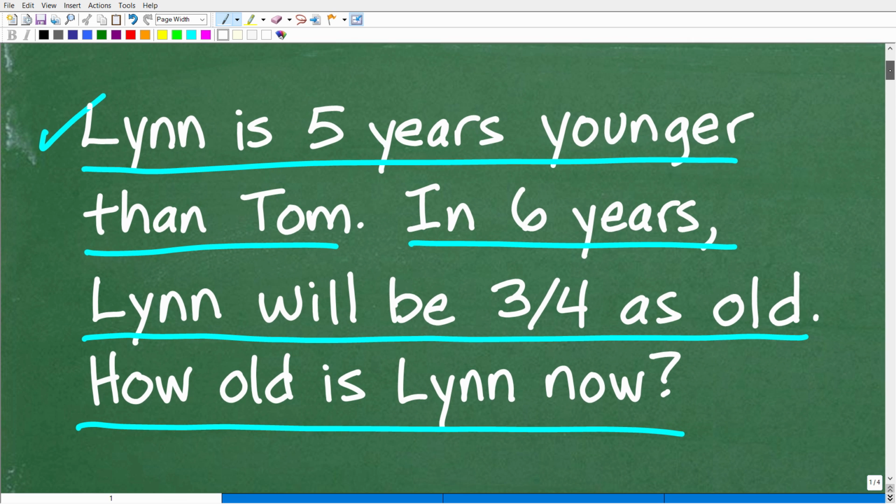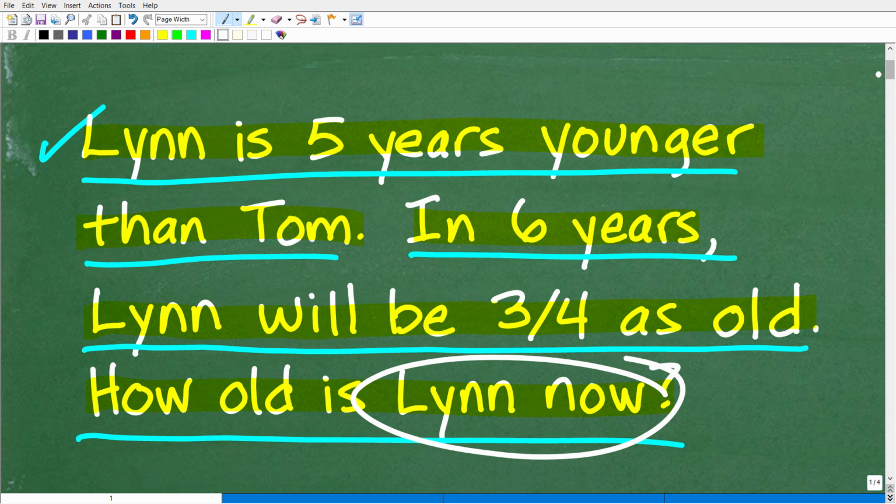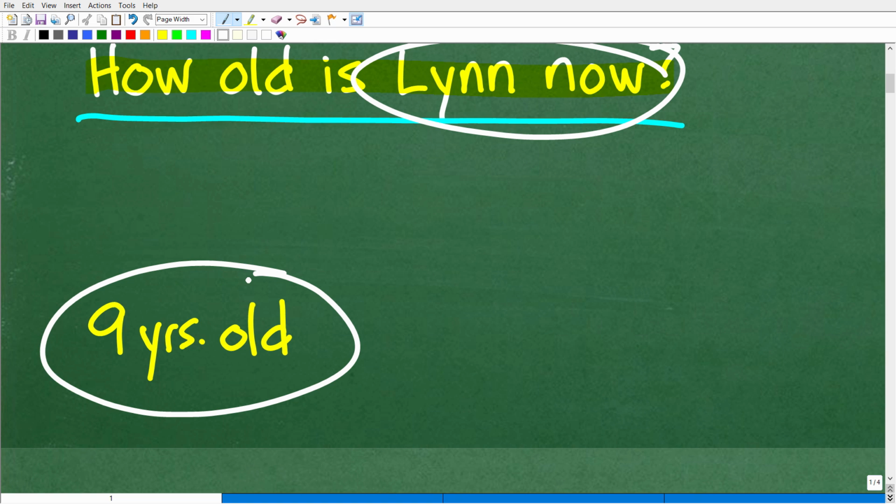Okay, so one more time, just to make sure you understand the question. Lynn is 5 years younger than Tom. In 6 years, Lynn will be three-fourths as old. How old is Lynn right now? So that is the question, right? How old is Lynn currently? And the answer is the following: 9 years old.